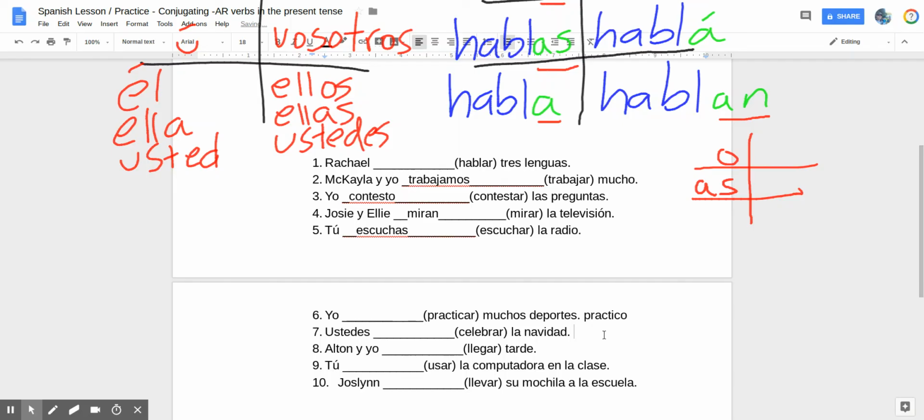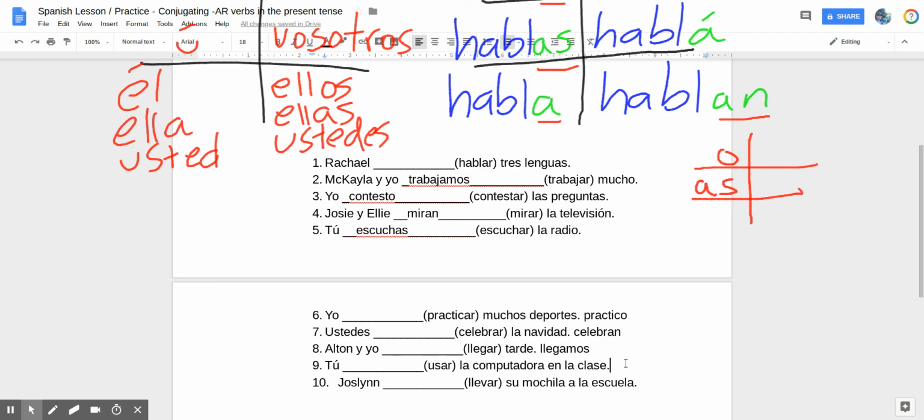Number 7, ustedes with celebrar would be celebran, like that. By the way, number 6 means I practice a lot of sports. Number 7 says you guys celebrate Christmas. Number 8 is we arrive late. So we arrive would be llegamos.